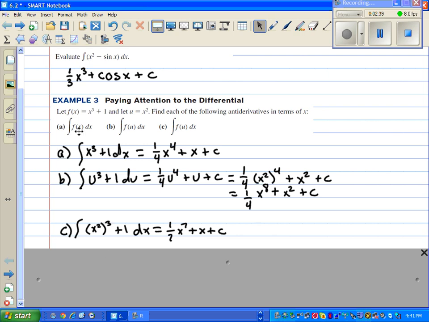So we get x squared to the third from the first equation here, from f of x, and then plus 1. So the antiderivative is 1/7 x to the seventh plus x plus c, because this x squared to the third is x to the sixth. That's why we have a 7 here.